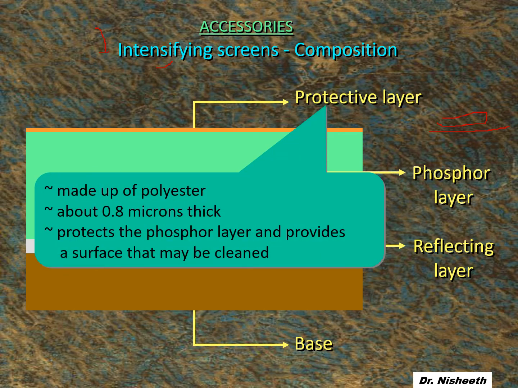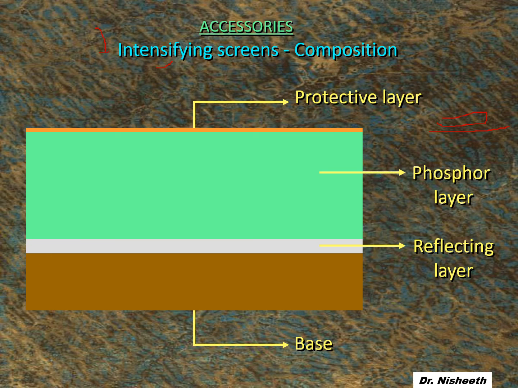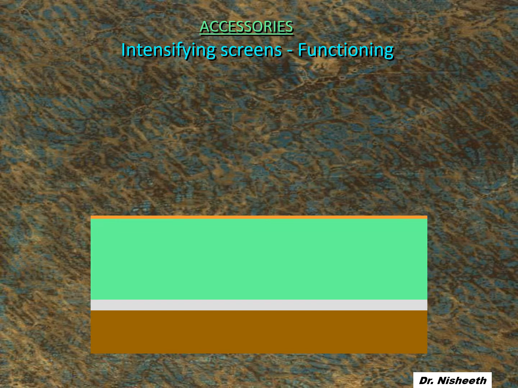And the next is the protective layer, which is made up of polyester, 0.8 microns thickness. It protects the phosphor layer and provides a surface that may be cleaned. It helps protect it from scratches. So this is the intensifying screen.